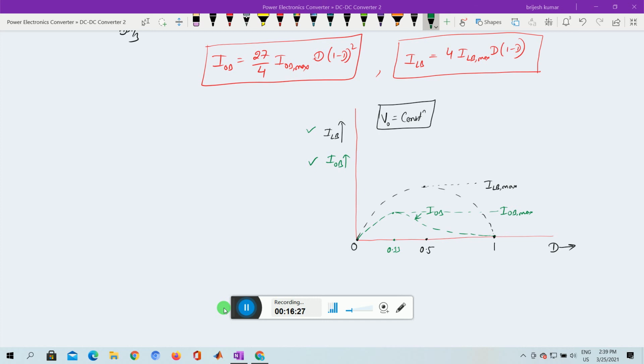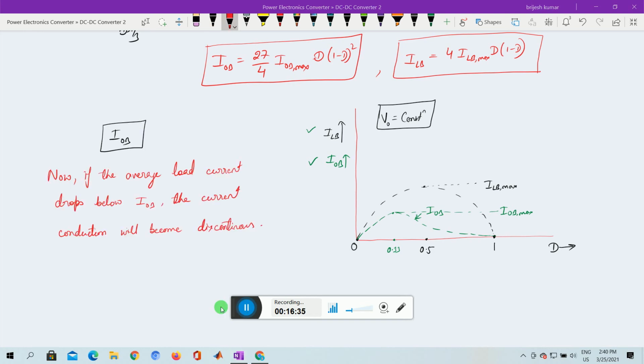Now I0B is the average value of the current at the boundary of continuous conduction mode. If the average load current drops below I0B, then obviously the current conduction will be discontinuous in nature. So this gives a boundary value, the limit between the continuous and discontinuous modes.